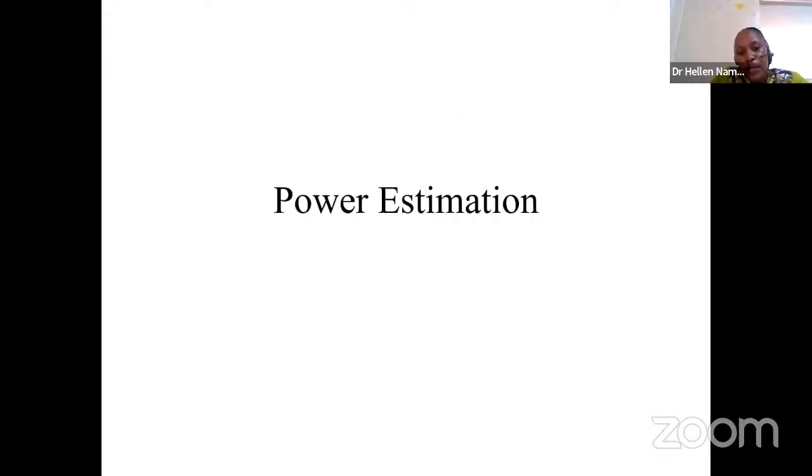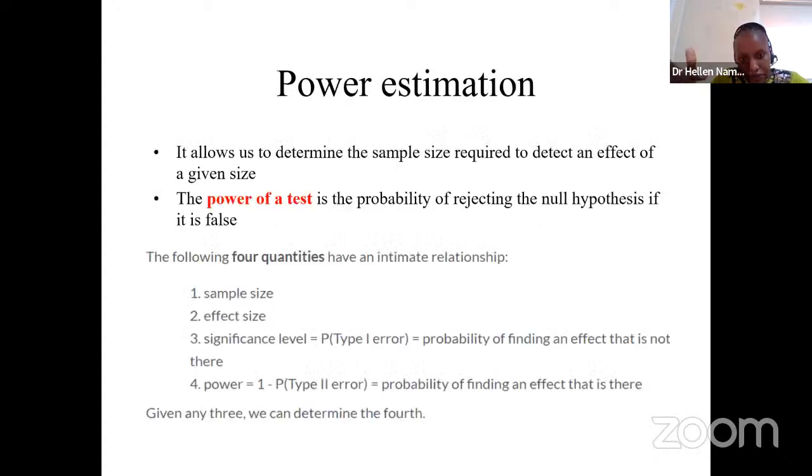Then the other thing is the power estimation, the 1 minus beta. This allows us to determine the sample size we require to detect an effect on a given sample size. But like in hypothesis testing, when it comes to the power of the test, we are looking at the probability of rejecting the null hypothesis if it is false.